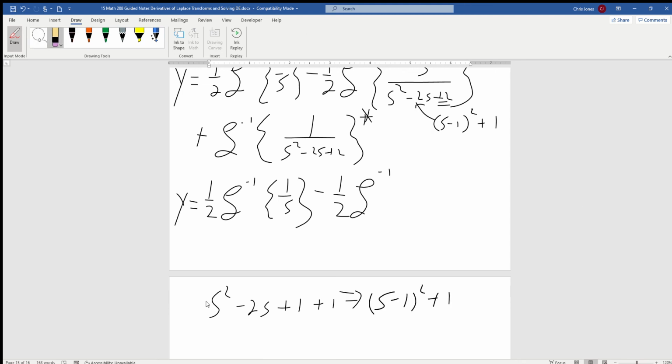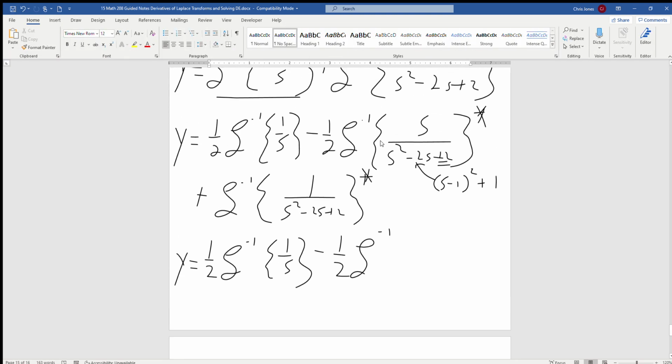Earlier when we did this problem, earlier in this problem, we FOILed that out. All right, so now we're just factoring it back. All right, so that's going to be inverse Laplace of our s over (s minus 1) squared plus 1.